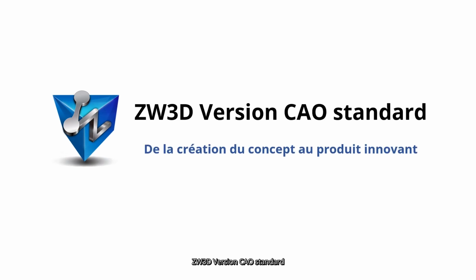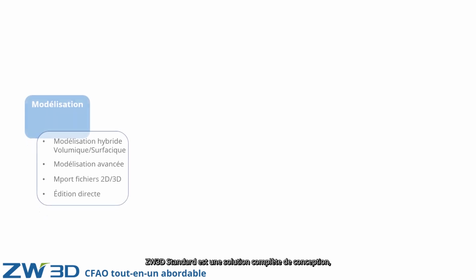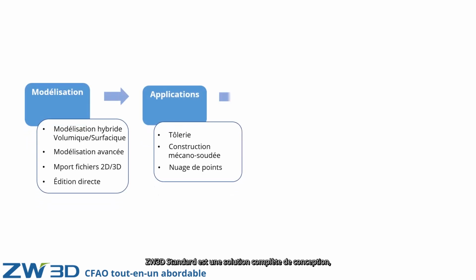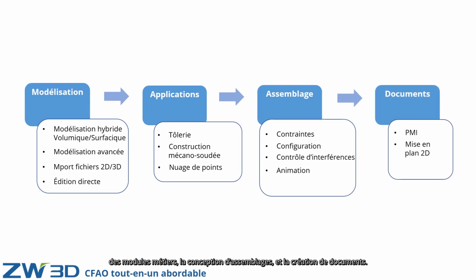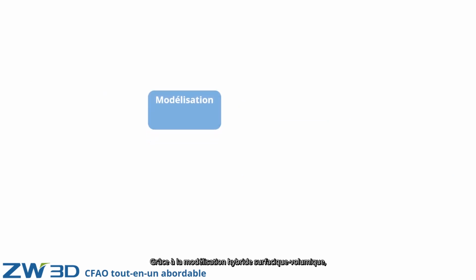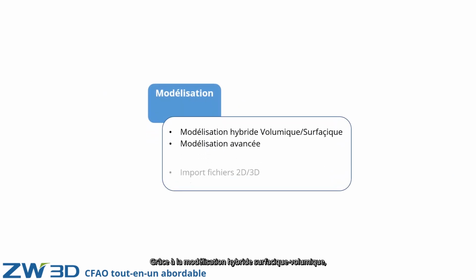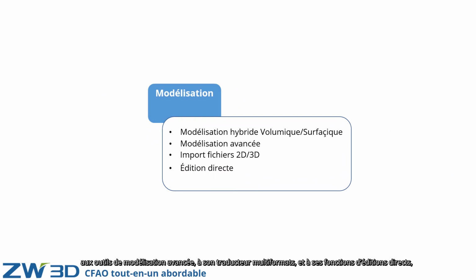ZW3D Standard version, from concept design to innovative product. ZW3D Standard version provides all CAD design functions, including modeling, applications, assembly design, and document features. With unique solid surface hybrid modeling, advanced modeling, translator, and direct edit, ZW3D delivers flexible and efficient modeling.